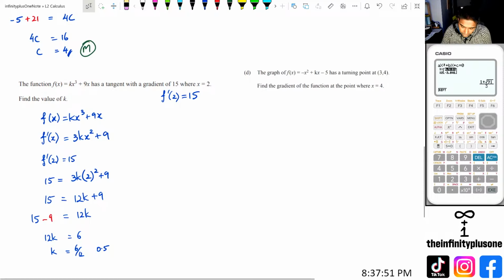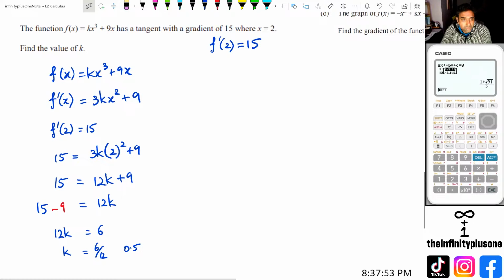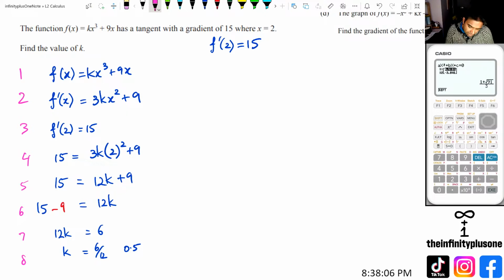Actually, no, wait. Before I do that, does anybody have any questions on this particular question here? If you do, I can put some line numbers, just yell out 1, 2, 3, 4, 5, 6, 7, 8. If there's any particular line you don't understand, give me a yell.